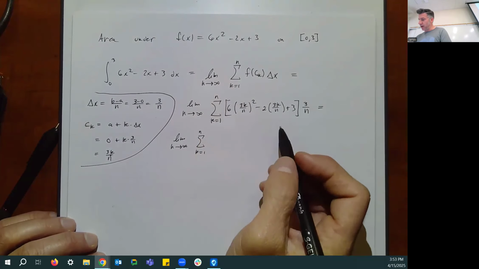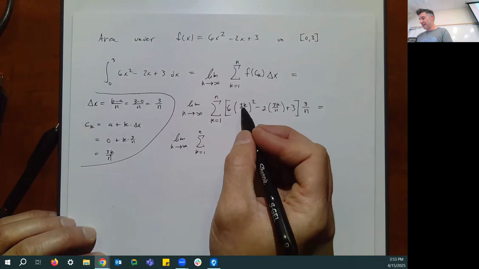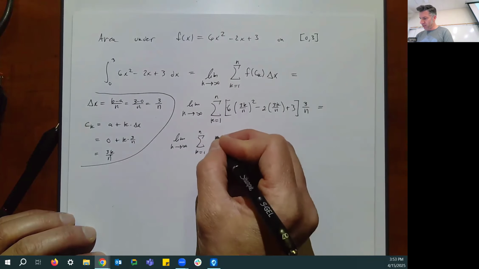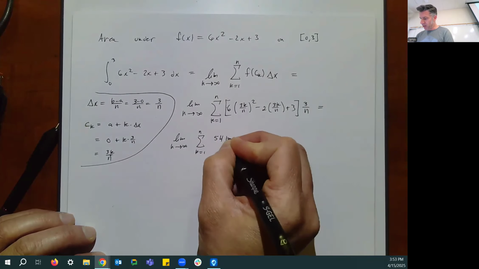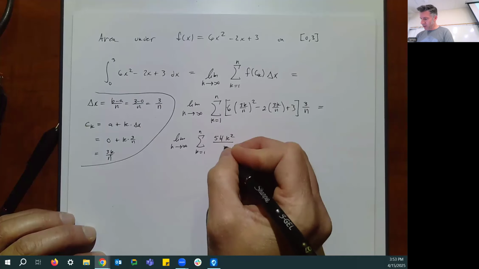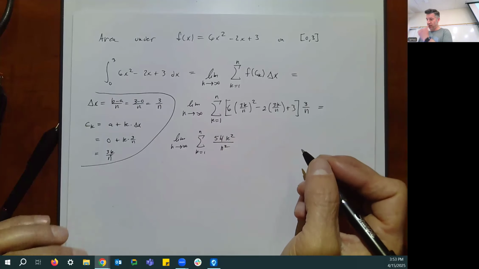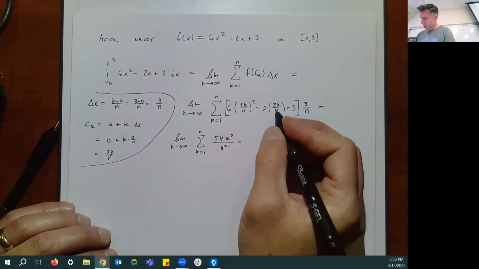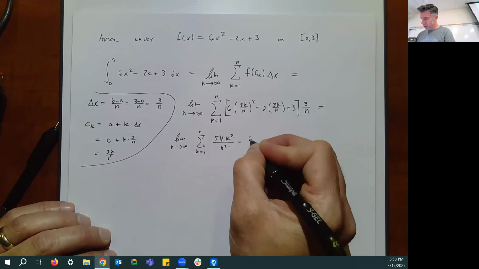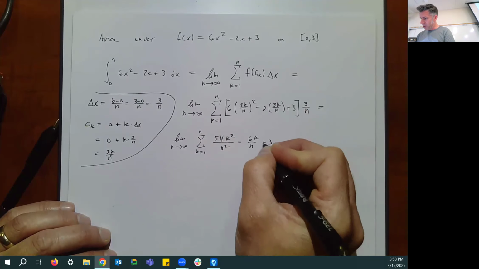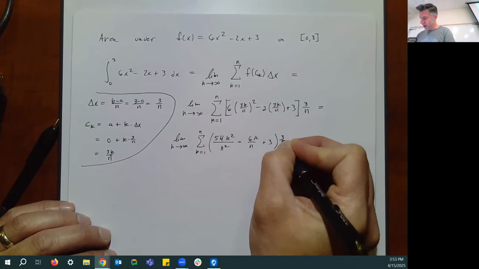So let's see. We have 6 times, this is going to be 9k squared over n squared. 6 times 9 is 54. 54k squared over n squared. And then 2 times 3 is 6k over n. And then plus 3. All that times 3 over n.